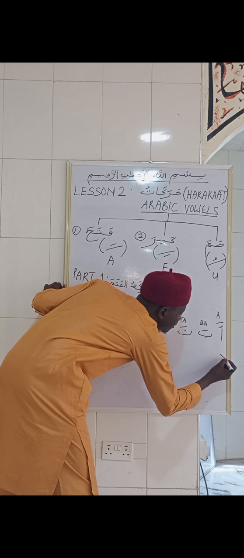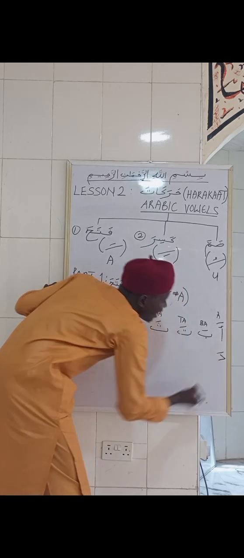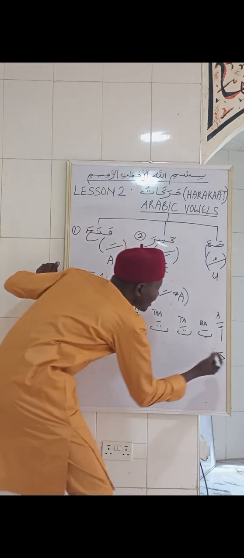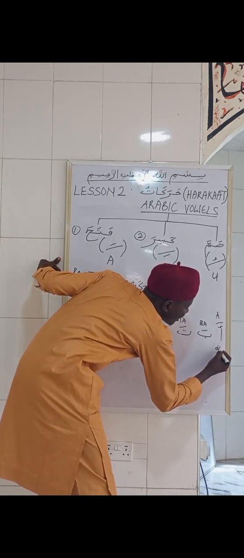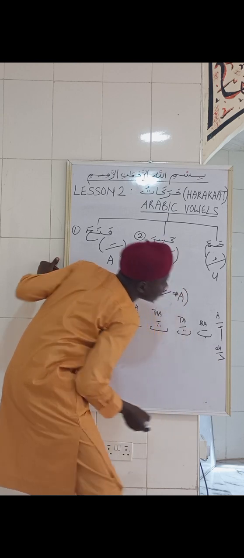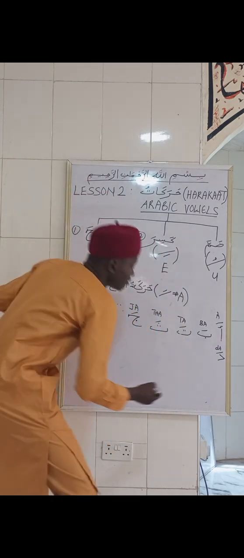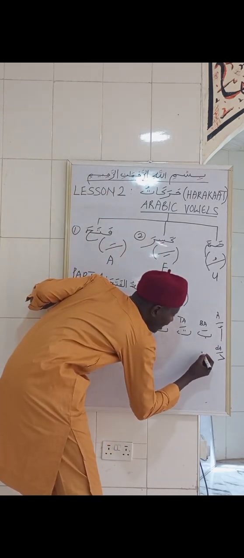So the next one is what? Dal. Dal fataha is what? Da. Don't forget I said da, you could use D. So if you add an A, it becomes what? Da.